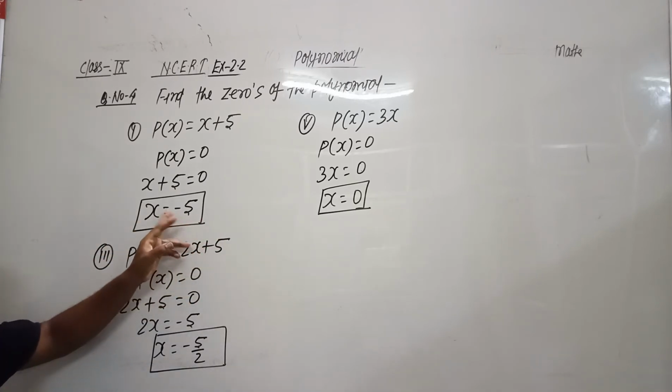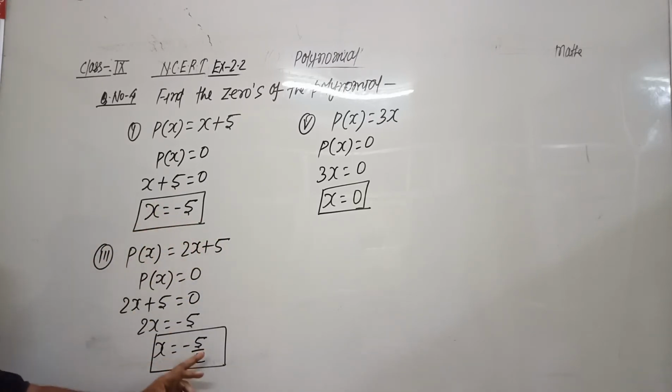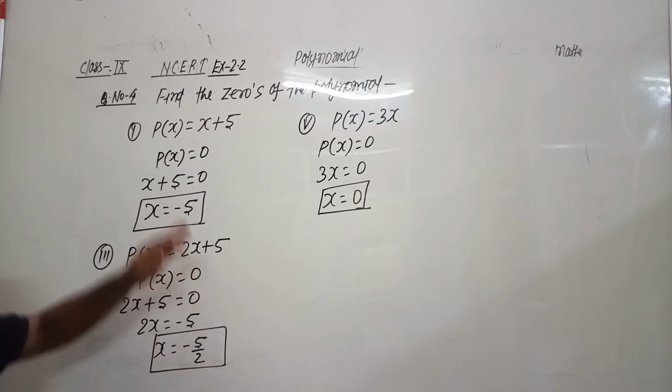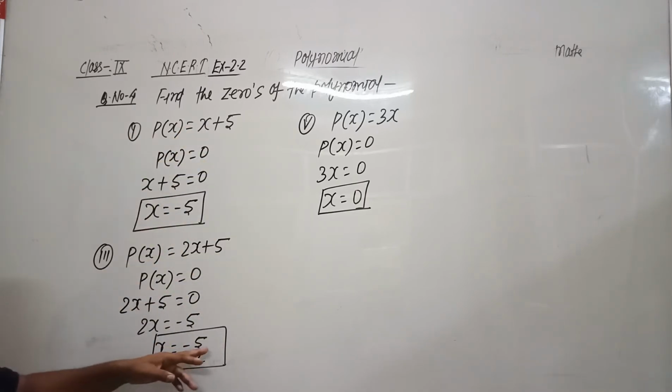In this case the zero of the polynomial is minus 5, and in this case the zero of the polynomial is minus 5 by 2. Because when we put the value of x equals minus 5 in this expression, we get p(x) equals 0. When we put x equals minus 5 by 2, we get the result as 0.